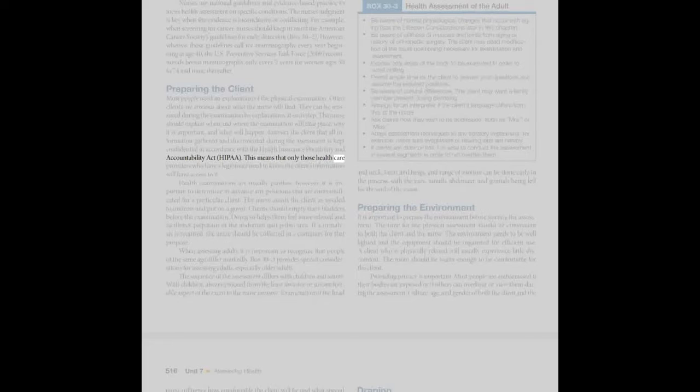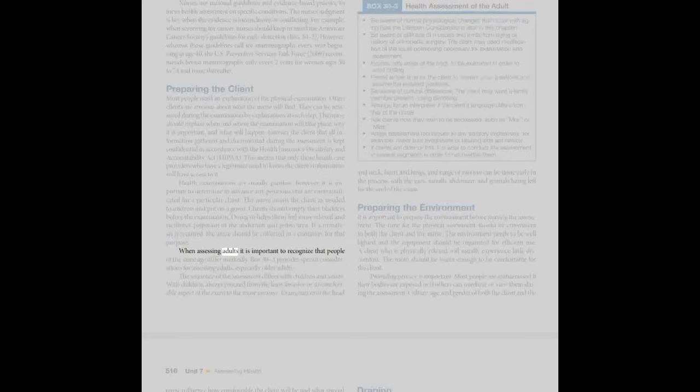This means that only those healthcare providers who have a legitimate need to know the client's information will have access to it. Health examinations are usually painless, however, it is important to determine in advance any positions that are contraindicated for a particular client. The nurse assists the client as needed to undress and put on a gown. Clients should empty their bladders before the examination. Doing so helps them feel more relaxed and facilitates palpation of the abdomen and pubic area. If a urinalysis is required, the urine should be collected in a container for that purpose.